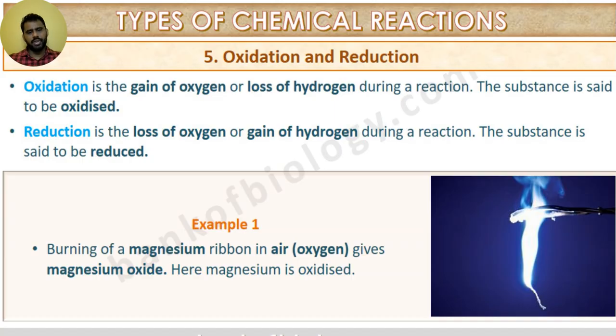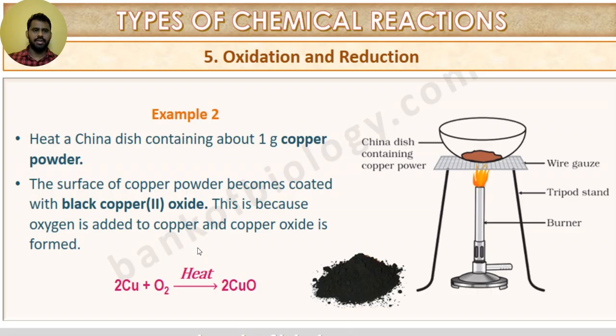Now we take an example of magnesium ribbon burned in oxygen. It gives magnesium oxide. Here magnesium is oxidized. Why? Because magnesium has gained oxygen. Okay. Now see this: Cu, copper, when heated in oxygen gives CuO, copper oxide. So copper has been oxidized.